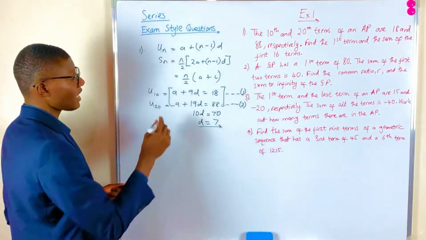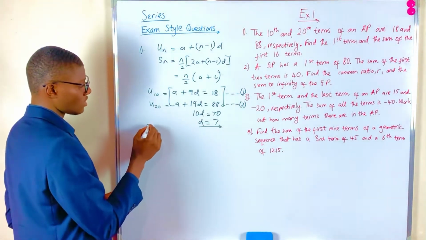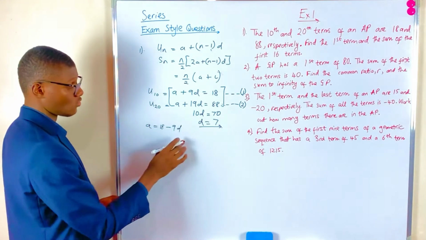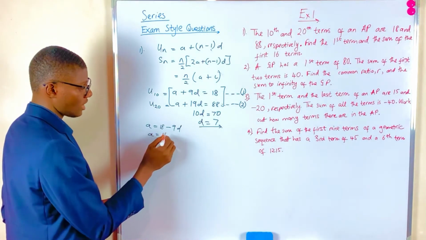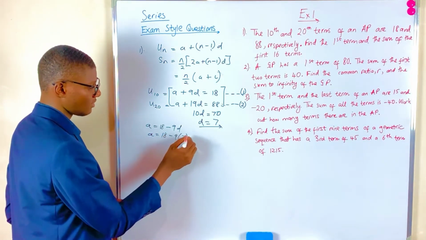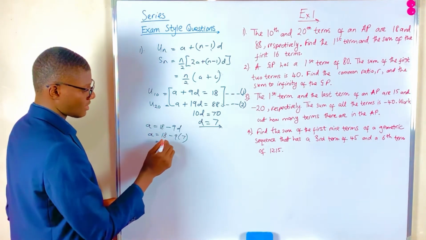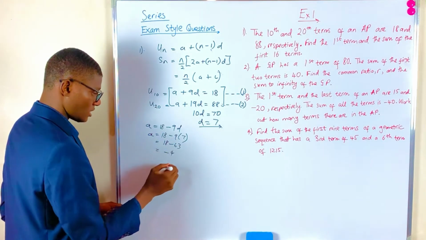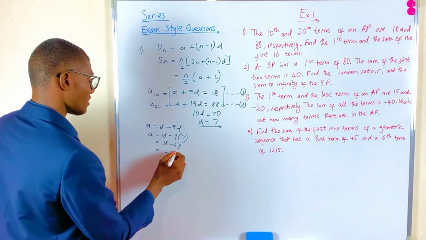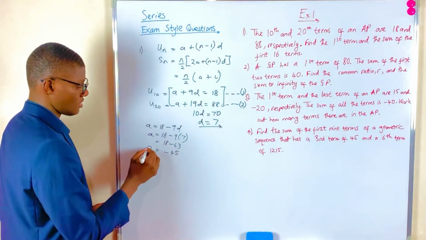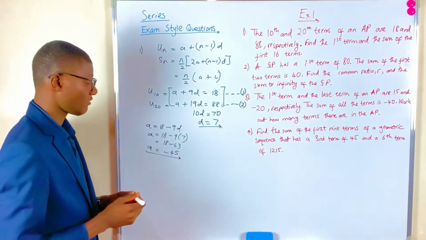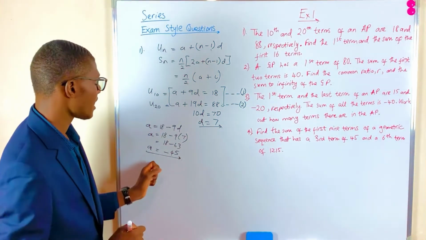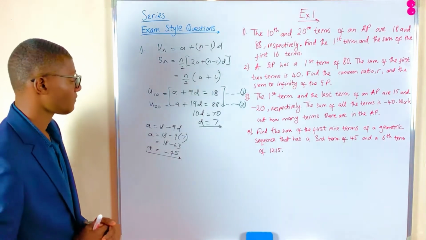And now finding a, we can pick either equation. From equation 1, a is equal to 18 minus 9 times 7, which is 18 minus 63, to give us minus 45. So a is minus 45. Sorry, this a is the first term that we need.